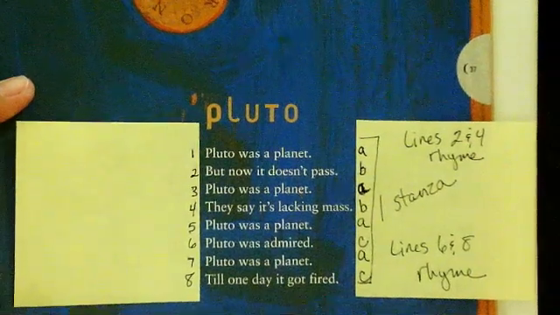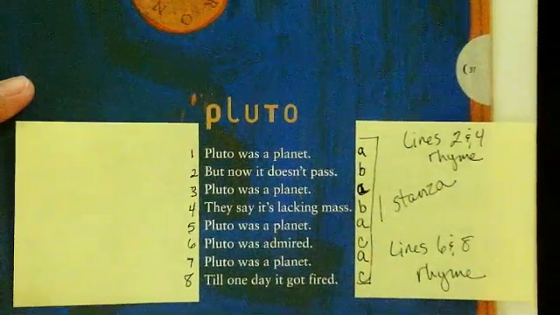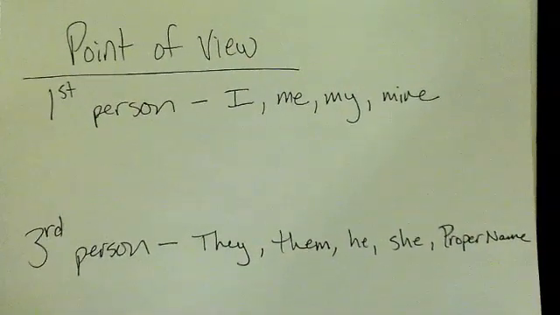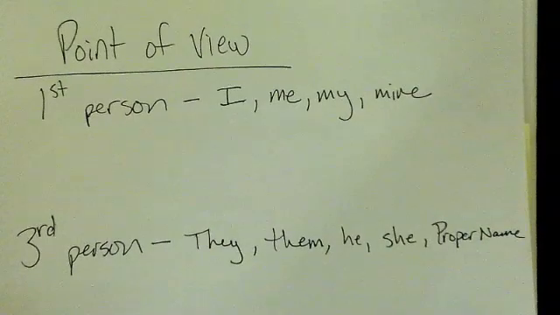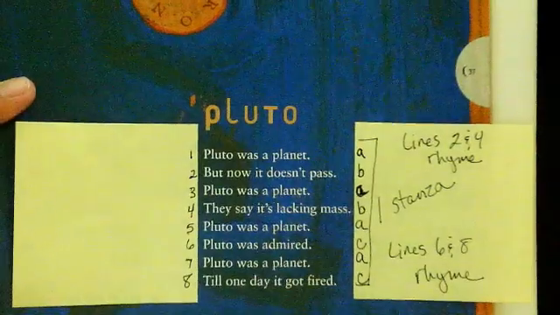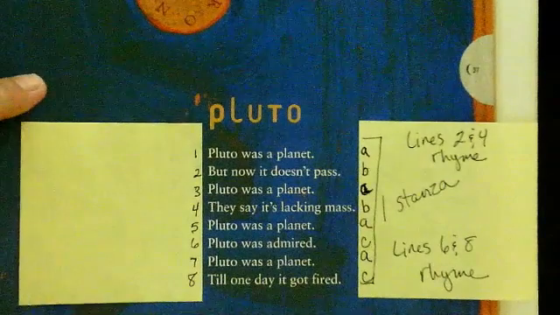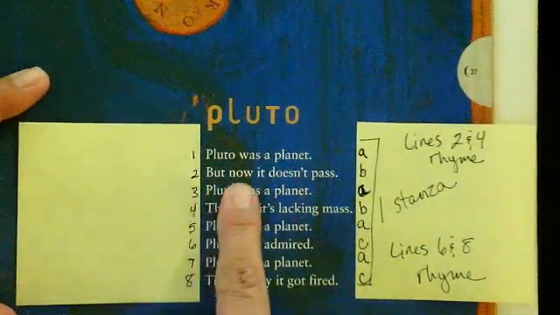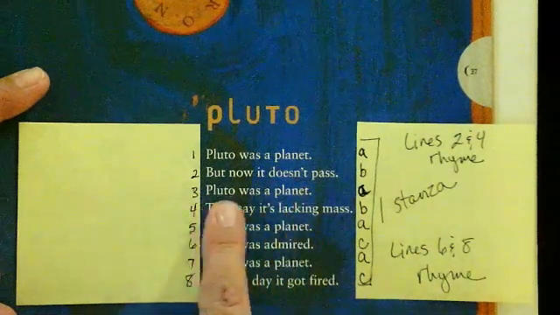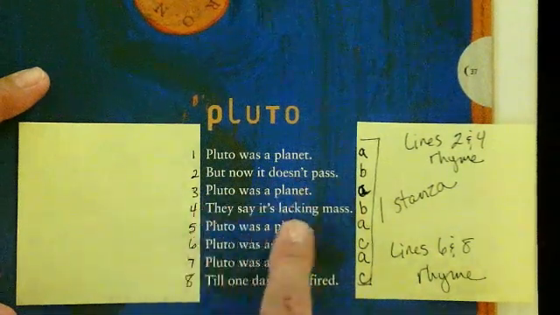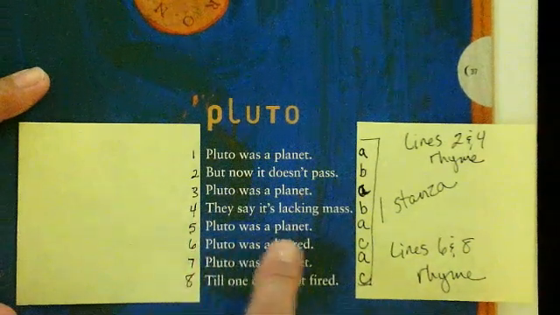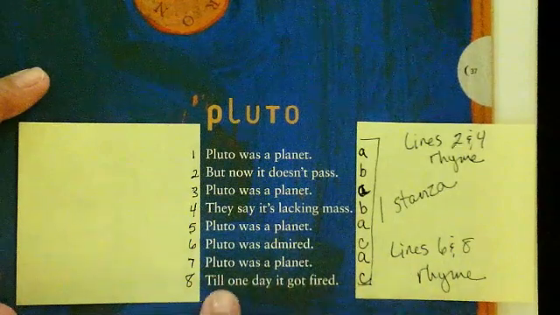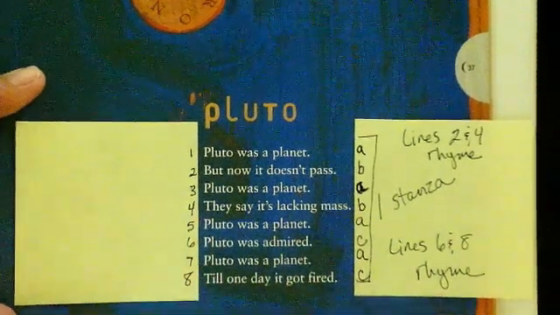All right, let's read it one more time, and we're going to look for those clue words. Remember, first person point of view is I, me, mine. Third person point of view is they, them, he, she. It's really the narrator telling you about something else, not themselves. So Pluto. Pluto was a planet, but now it doesn't pass. Pluto was a planet. They say it's lacking mass. Pluto was a planet. Pluto was admired. Pluto was a planet till one day it got fired.